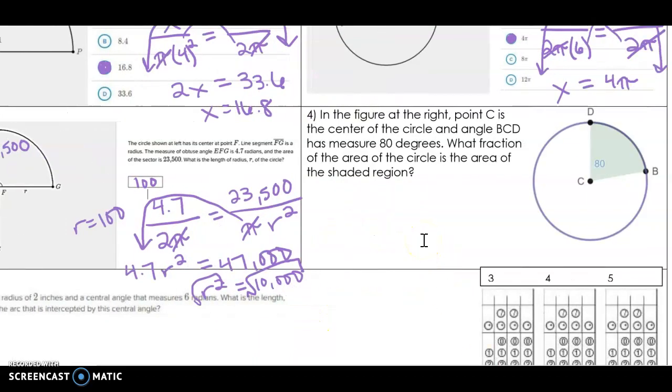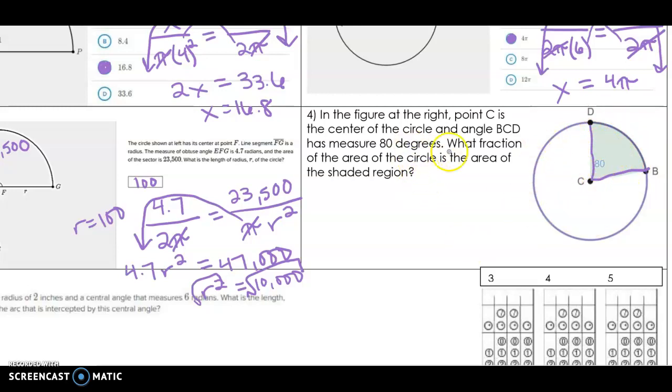Question number 4. In the figure at the right, point C is the center of the circle and angle BCD measures 80 degrees. What fraction of the area of the circle is the area of the shaded region? Well, the whole reason we've been able to solve these problems to this point is because we know that the proportion of an angle of this sector here over the entire angle is going to be equivalent to the proportion of the area of this sector over the area of the entire circle.